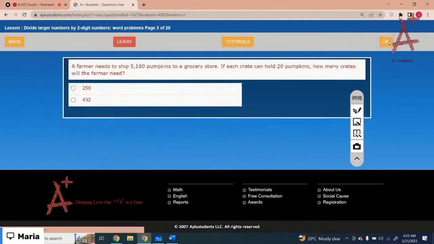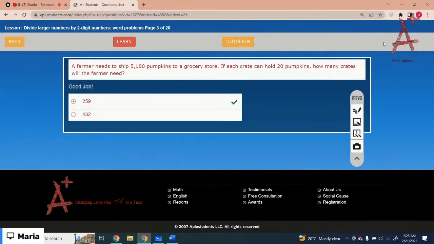Okay, the next one is a farmer needs to deliver 5,180 pumpkins to a grocery store. If each crate can hold 20 pumpkins, how many crates will the farmer need? You have to divide by yourself. It's a bit long. I know you already know how to divide. Got it? Let me guess the answer. That is option number 1, 259. The correct option is option number 1.